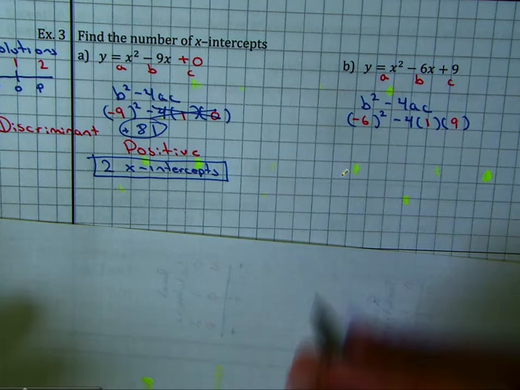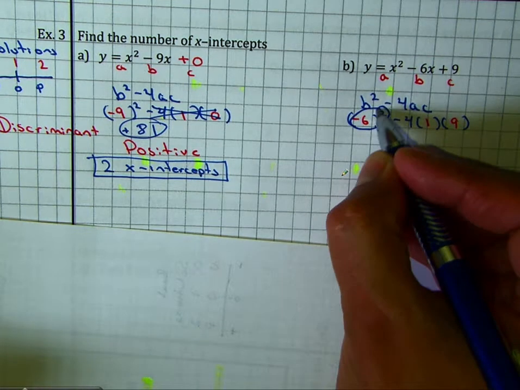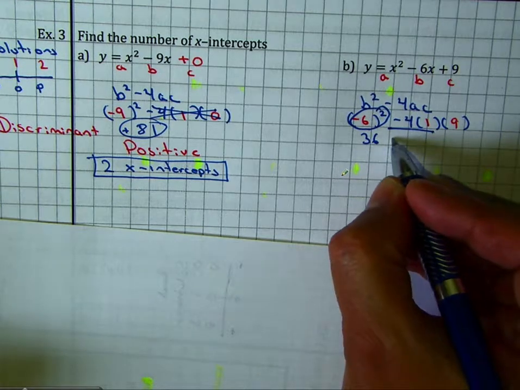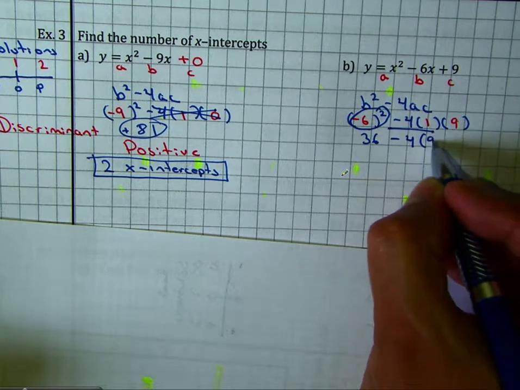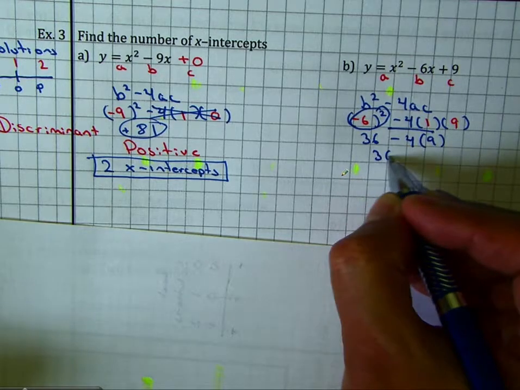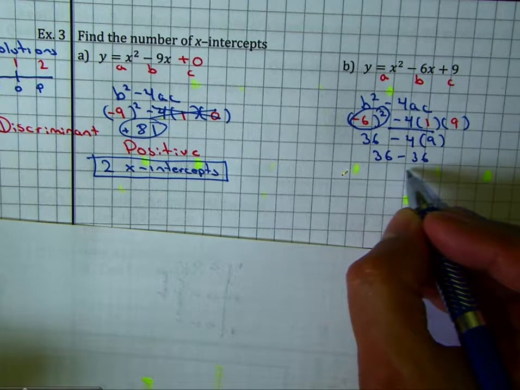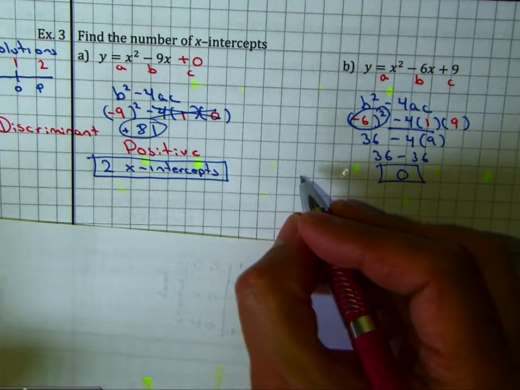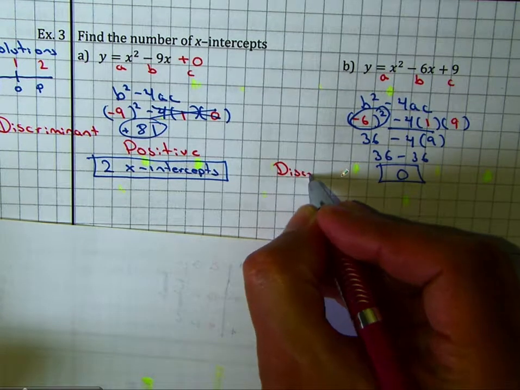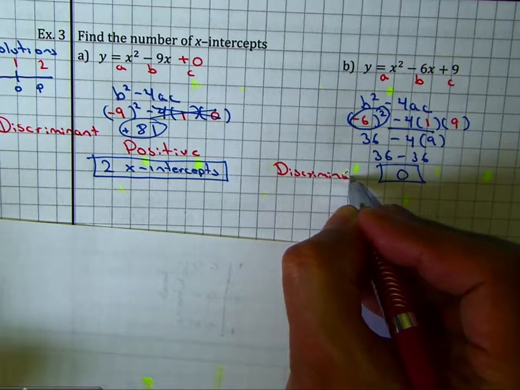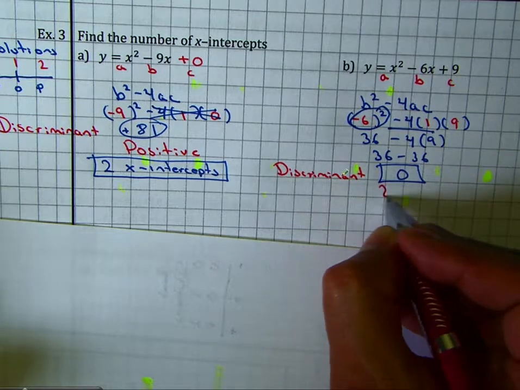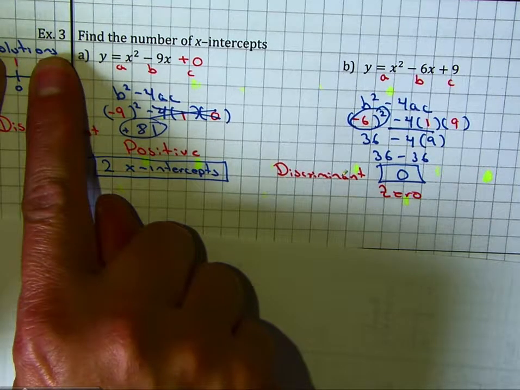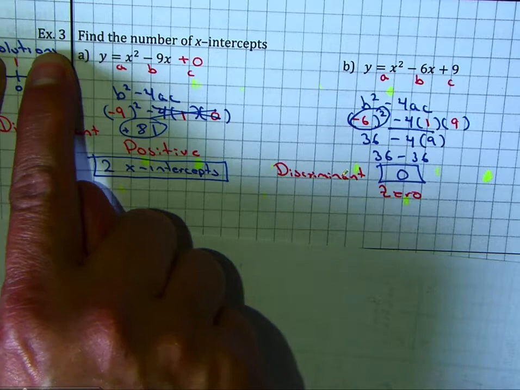Now we can simplify. Negative 6 squared is positive 36. That gives me a negative 4, and the 9 is still multiplying the negative 4, so it gives me 36 minus 36, which is 0. This is your discriminant. Your discriminant is 0. So how many solutions does it have? It has 1 solution. That means it has to have 1 x-intercept.